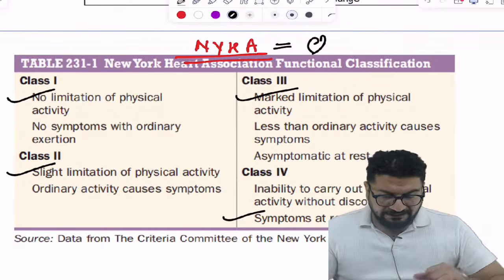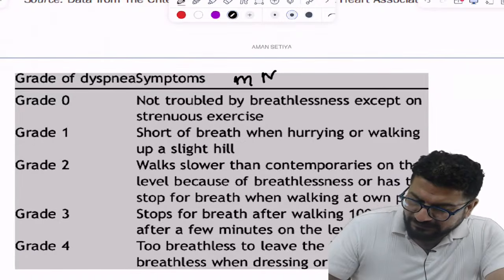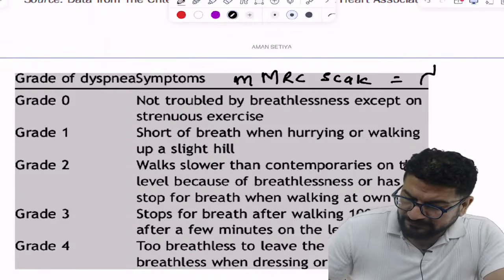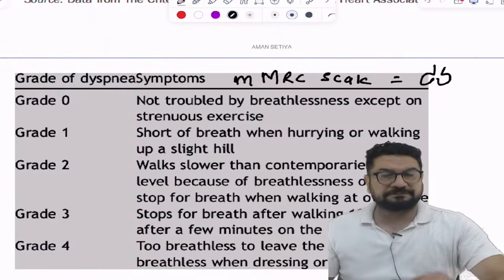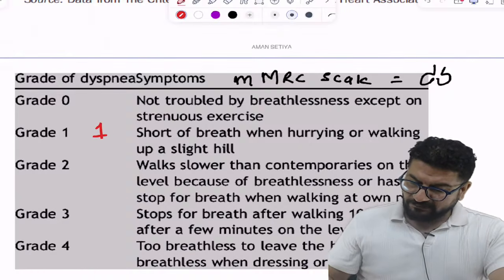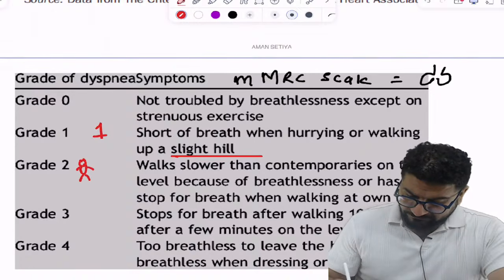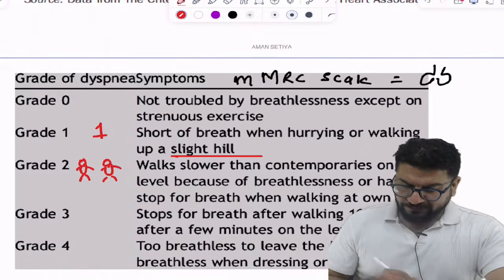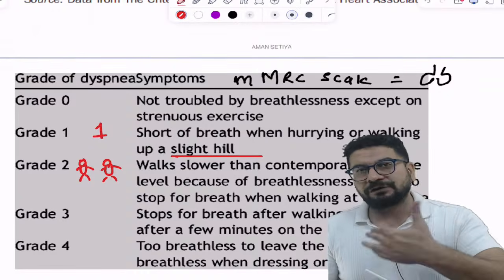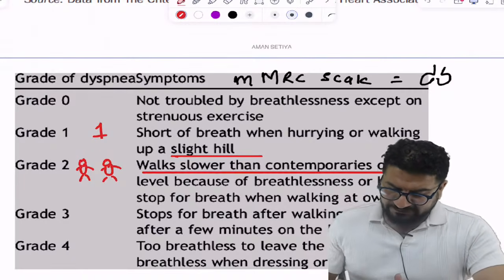But if dyspnea is for lung disease, for that we have the modified Medical Research Council scale, the MMRC scale. It is dyspnea for lung disease. So grade 1 means 1 look like hill, so dyspnea on walking uphill. 2 means comparison of 2 people. 2 people, both are supposed to be 50 years, one is walking slower than a person of the same age. 2 means comparison, walking slower than contemporaries of the same age.